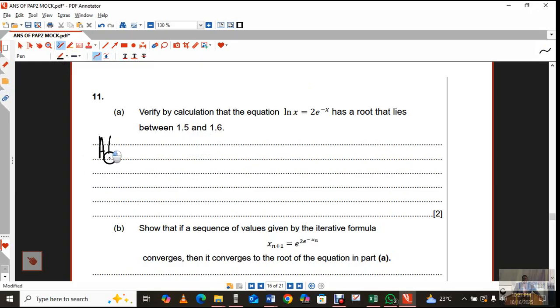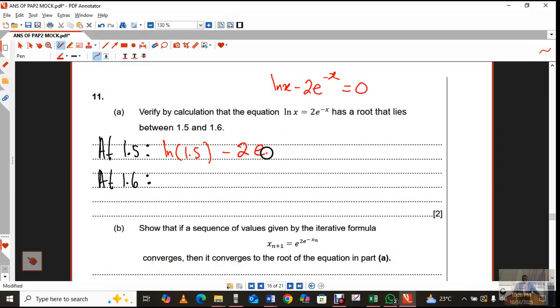So at 1.5 and at 1.6, what do we get? We have the natural log of 1.5 minus, so I'm going to write this as natural log of x minus 2e raised to the power negative x. That's what you do, it should always equal to 0. That's what you should do, okay?